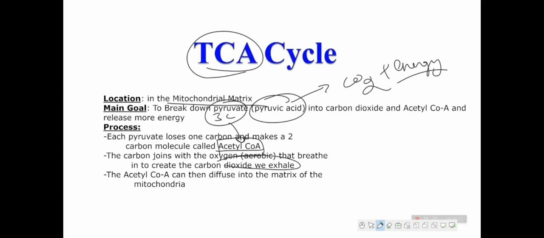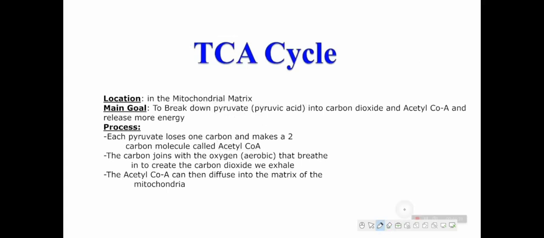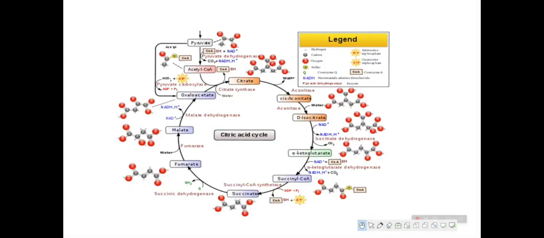The acetyl coenzyme A can then diffuse into the matrix of the mitochondria, where the TCA cycle takes place. This is the TCA cycle. Here, this is pyruvate, the product of glycolysis. This 3 carbon pyruvate is converted into a 2 carbon molecule, acetyl coenzyme A.